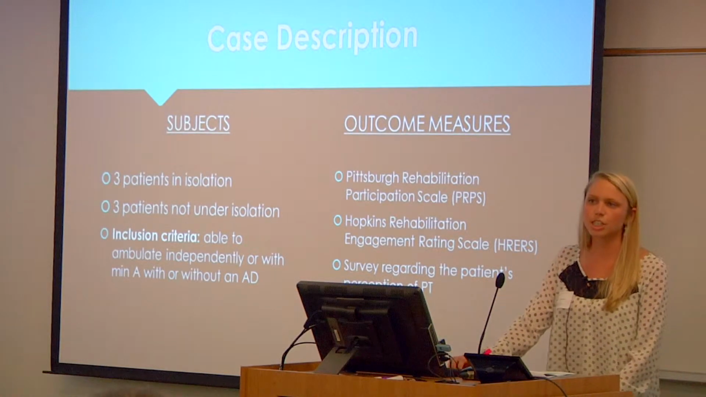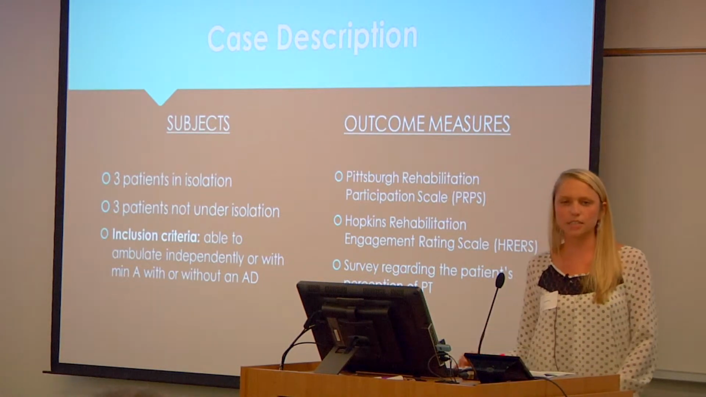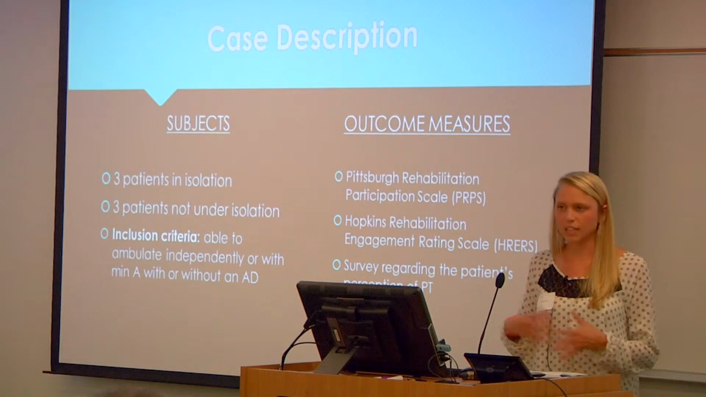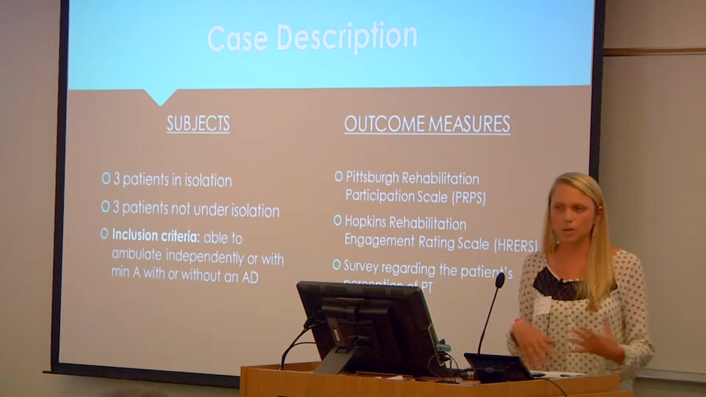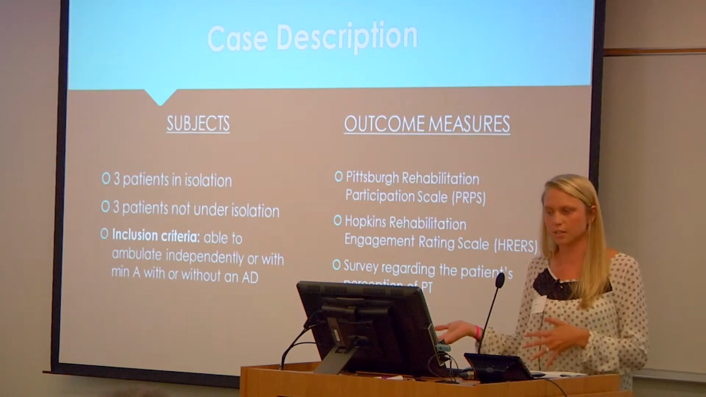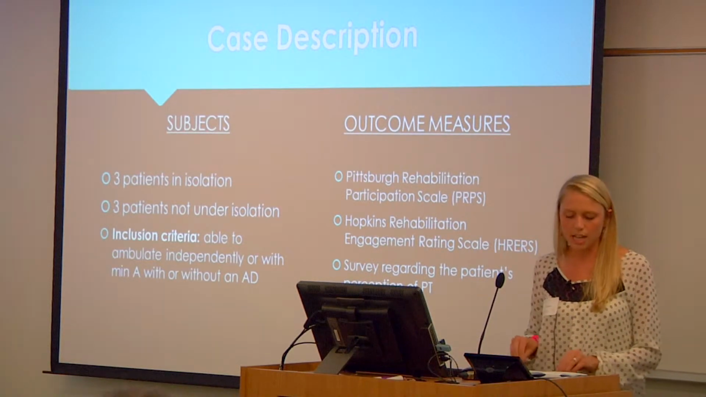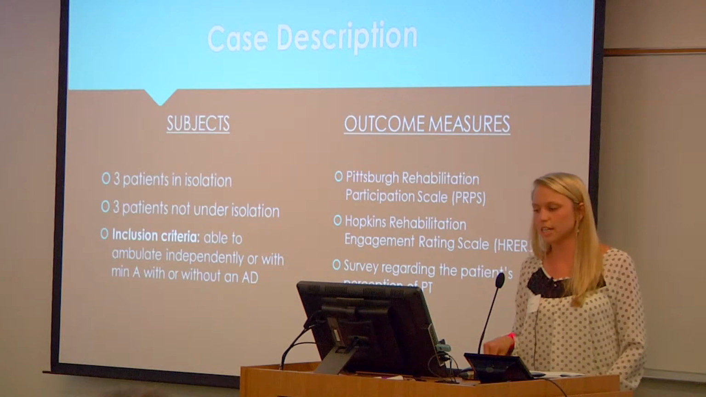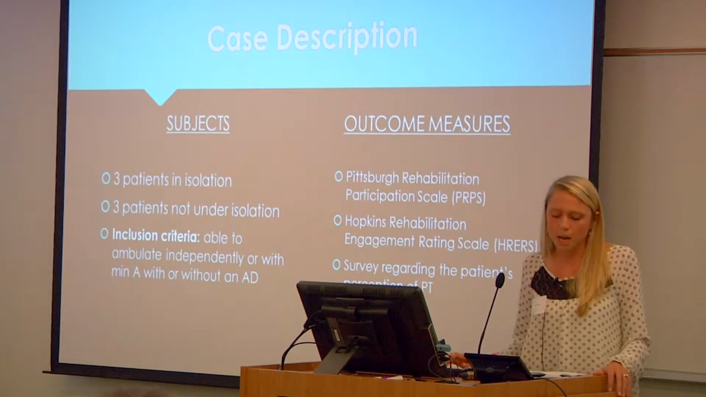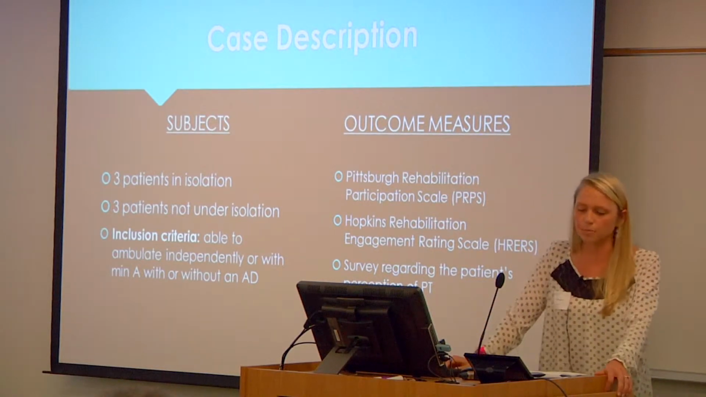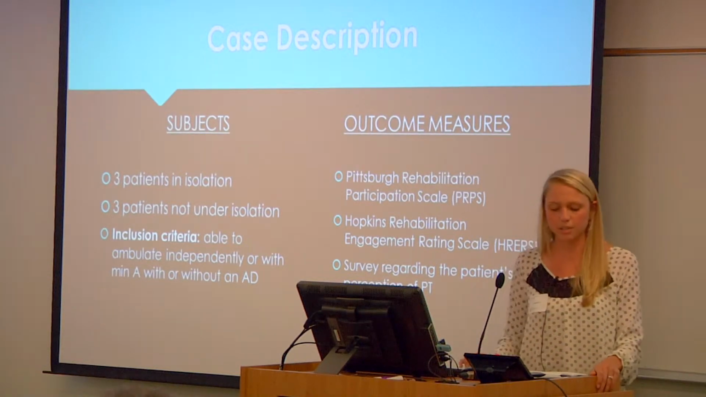For my case description, I chose three patients that were on isolation, and three patients that were not under isolation that had respective conditions or characteristics. So if one had COPD, I chose another with COPD, or if one was really anxious and depressed, I chose another that was anxious and depressed. The one thing that I thought was really important was that I only included patients that were able to ambulate independently with minimal assistance, with or without an assistive device, because patients who were bedbound may not experience the same effects of being isolated in their room and not being able to leave.